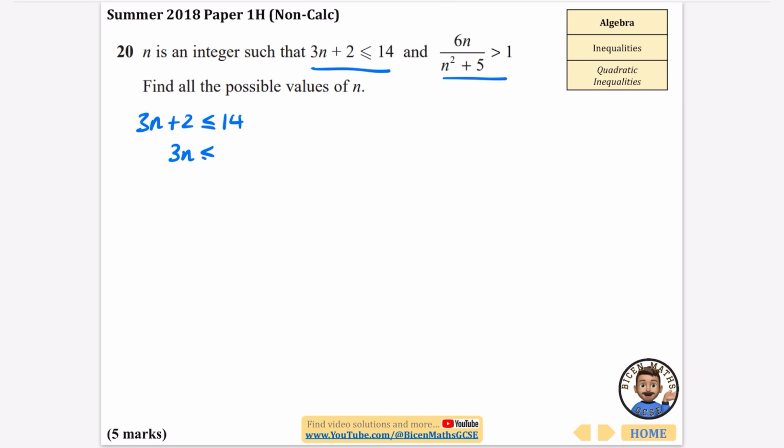So I'm going to subtract 2, and then I'm going to divide by 3, so I get that n has to be less than 4. Now let's deal with this next one.